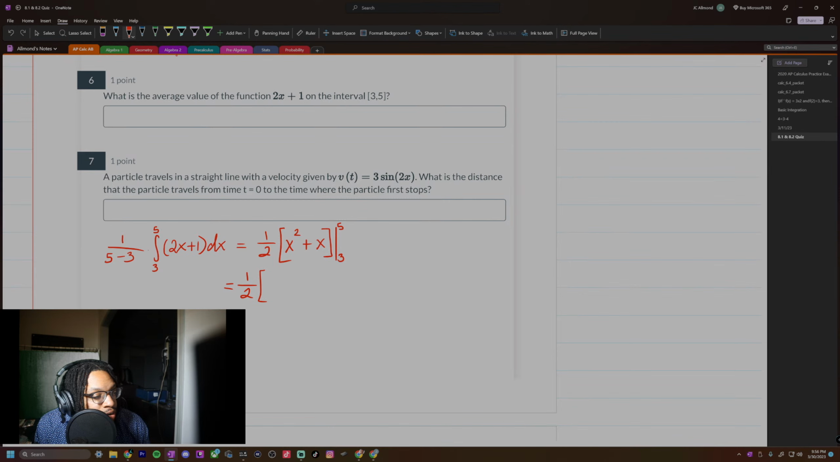Okay, I'm going to keep my 1/2 factored out. And then I'm going to go 5 squared plus 5. So that's 25 plus 5, which is 30, minus 3 squared plus 3. So 3 squared is 9. 9 plus 3 is what? 12? What's 30 minus 12? 18. So 18 times 1/2, 9.